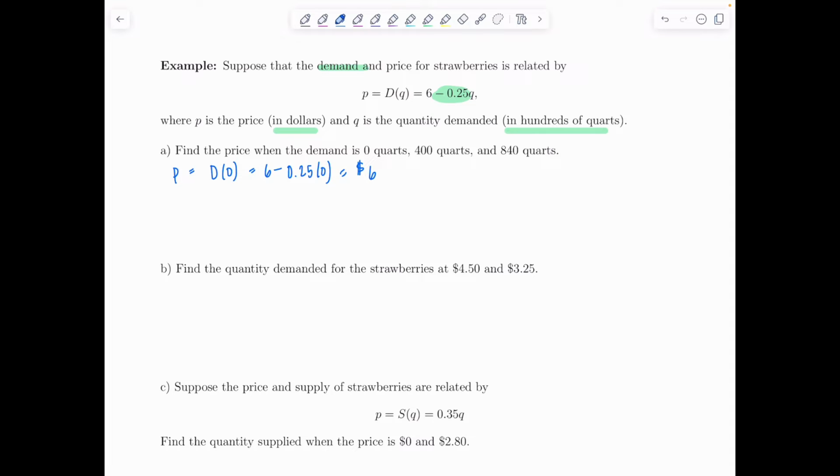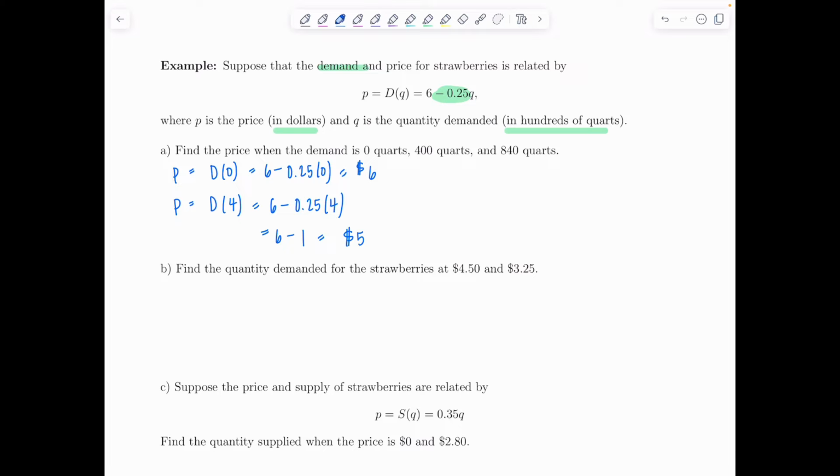Now, we're just going to repeat this process. Remember though, quantity Q is being measured in hundreds. So you're not going to substitute in 400. When they say 400 quarts, you're just going to substitute in 4. That won't be such a large number. So D of 4 would be 6 minus 0.25 times 4. 0.25 times 4, that's just 1, right? If you have 4 quarters, you got $1. So 6 minus 1, this is $5.